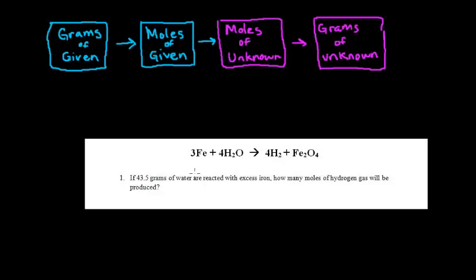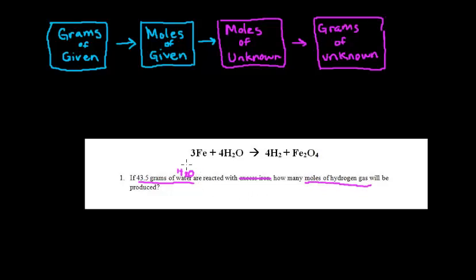The way you solve this is you underline your given, and I see 43.5 grams of water, H2O, reacted with excess iron. To recall what that means, if you were making a sandwich and you had only a little bit of peanut butter but a whole jar of jelly, you're never going to run out of the jelly. That's excess, so you don't really need to consider it. We're just going to cross out excess iron. I don't even want to worry about it. How many moles of hydrogen gas will be produced?